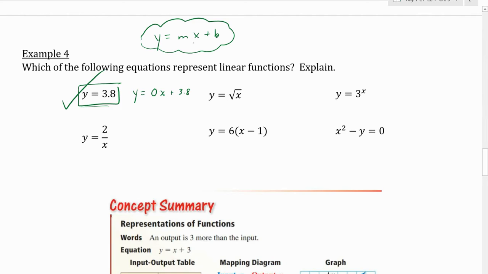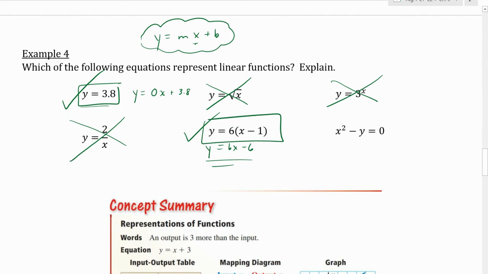This, I can't make a square root turn into a plain old x. Not one. 3 to the x can't look like that. 2 over x can't look like that. Okay, now this one, if I were to distribute the x, ooh, now it does look like that. That's a linear function. And I can't get an x squared when one doesn't exist. So we got 2 of these are linear functions.